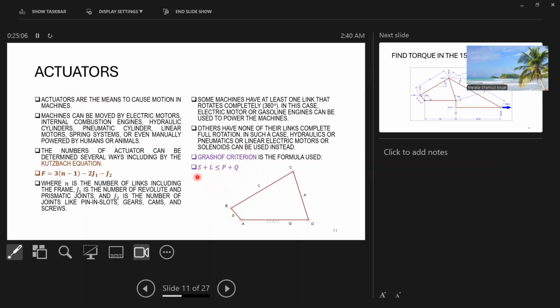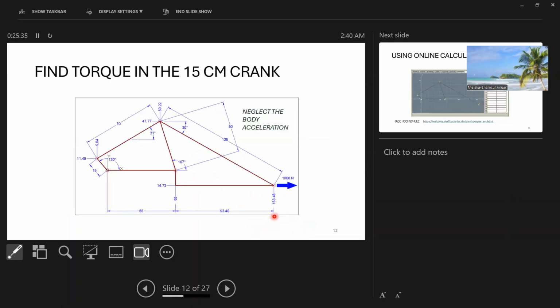So I hope you know how to use this thing. In the more elaborate set of slides, I think I showed you some lecture notes on how to use this one, with S being the shortest link, L being the longest, and P and Q being the other two links. It doesn't matter which one is P and which one is Q.